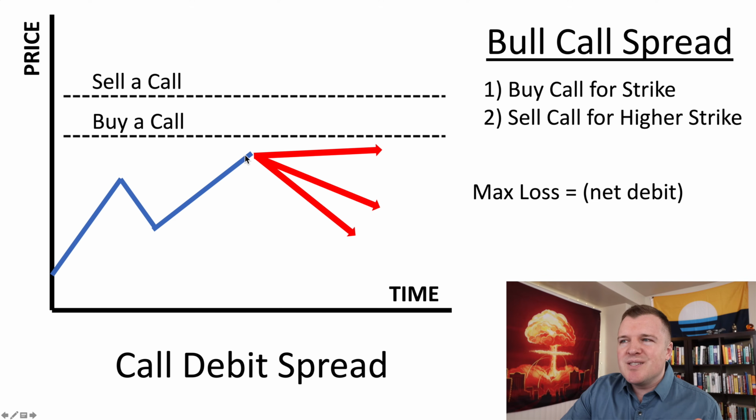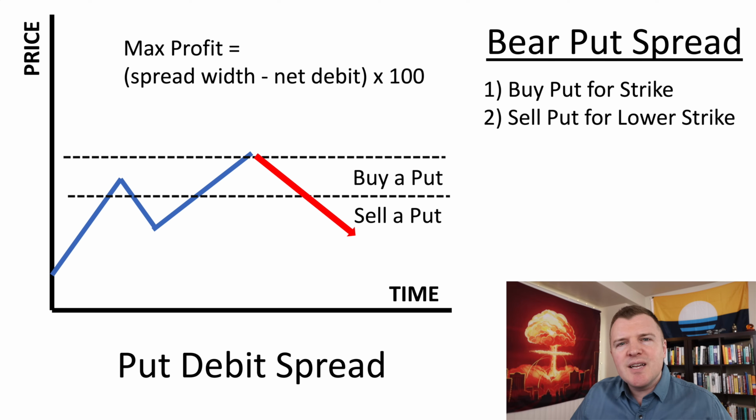So the share price can't go down, can't go sideways, and can't just get to your break-even price. It has to go higher. And it's the same thing, but in reverse for the bear put spread.